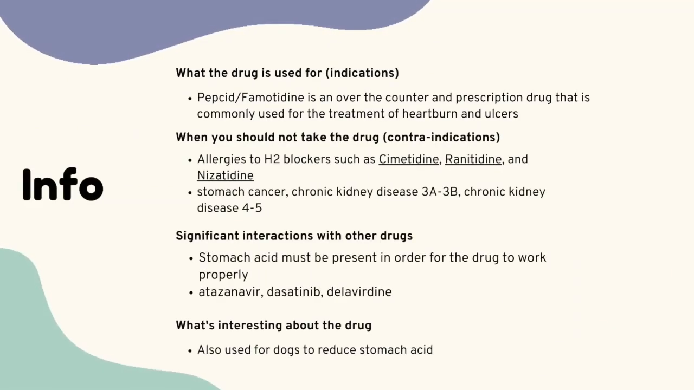What the drug is used for. Pepcid, or famotidine, is an over-the-counter and prescription drug that is commonly used for the treatment of heartburn and ulcers. When you should not take the drug.